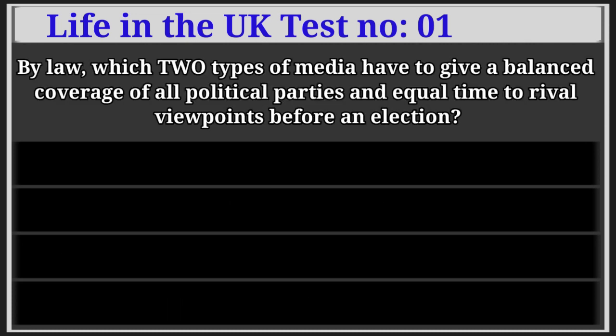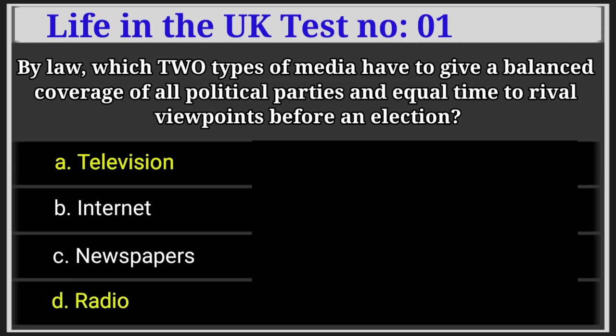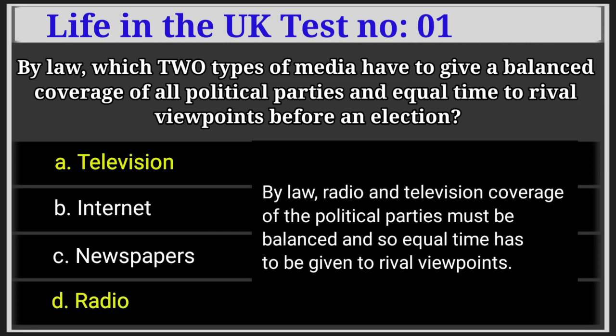Life in the UK test. Question 5 of 24. By law, which two types of media have to give a balanced coverage of all political parties and equal time to rival viewpoints before an election? A. Television. B. Internet. C. Newspapers. D. Radio. The correct answers are A. Television and D. Radio. By law, radio and television coverage of the political parties must be balanced, and so equal time has to be given to rival viewpoints.